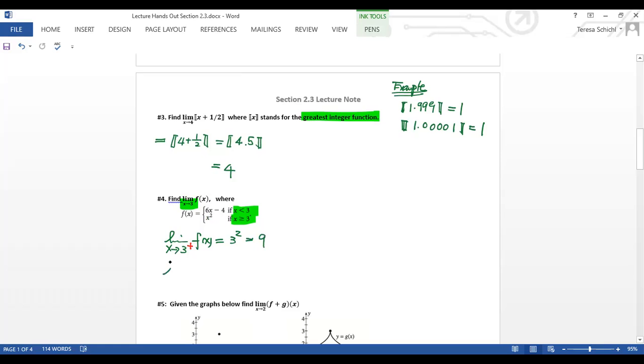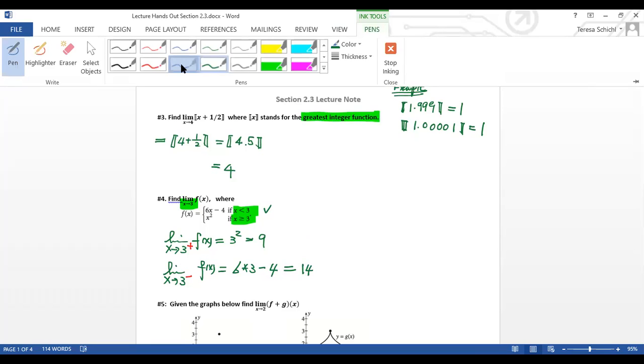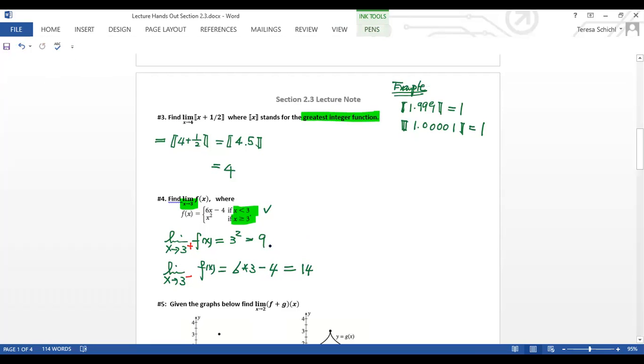The same thing here: now the limit as x approaches 3 from the left-hand side. What does the left-hand side mean? It means less than 3. So which piece is for less than 3? It's the first piece, right? So this will be 6 times 3 minus 4, which is 14. Oh wow, so I find that my left-hand side limit is 14. The right-hand side limit is 9.